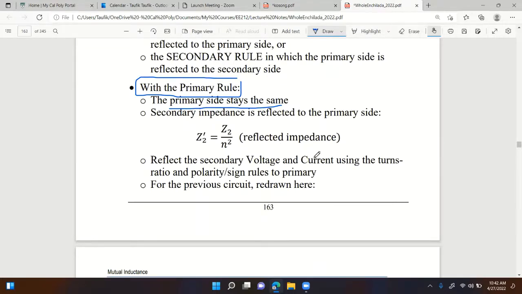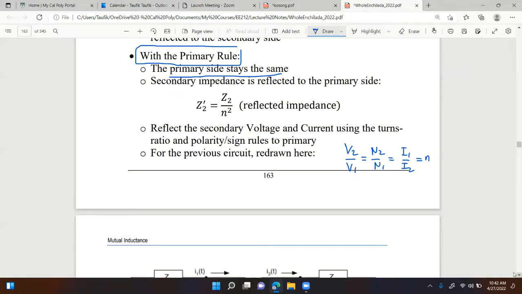And then voltage and current would also be reflected by the turns ratio. As you know, V2 over V1 is equal to n, which is equal to N2 over N1, which is equal to I1 over I2, that's equal to n. So you can just use this equation to reflect the voltages and the currents. So depending on which one you're actually moving, is it V2 or V1?